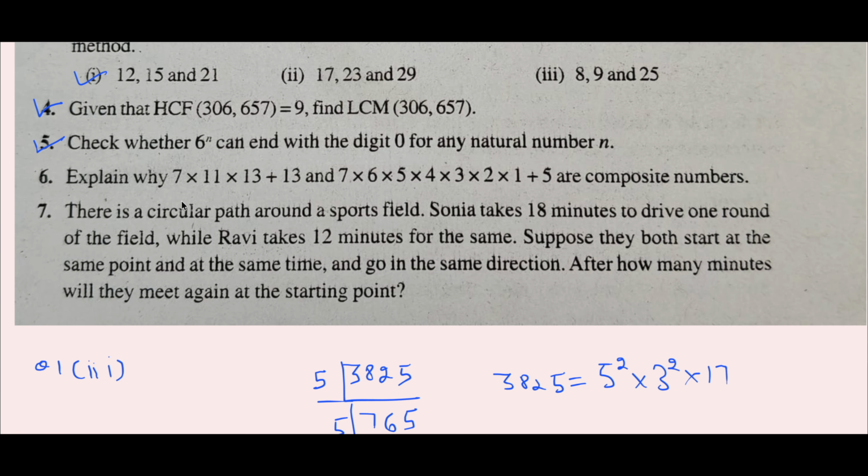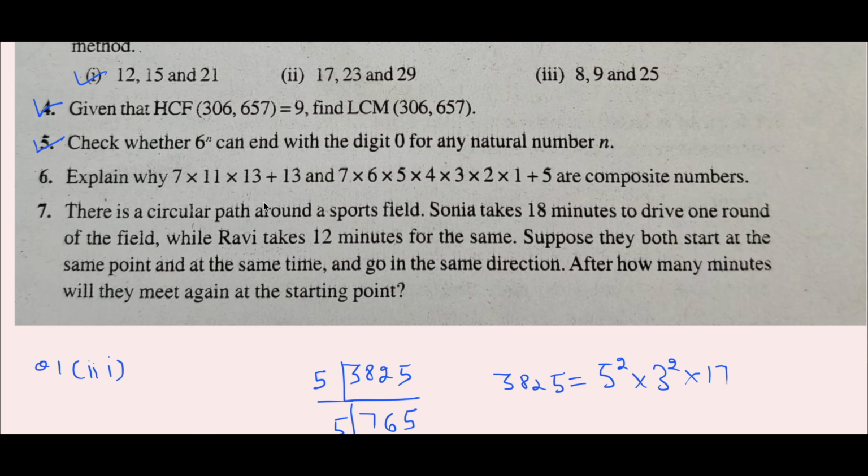So question number 6 is, explain why 7 into 11 into 13 plus 13 and 7 into 6 into 5 into 4 into 3 into 2 into 1 plus 5 are composite numbers. So we discussed above what composite numbers are. Any composite number is a number which has more than 2 factors, and we know every positive integer has 2 factors, 1 and the number itself.